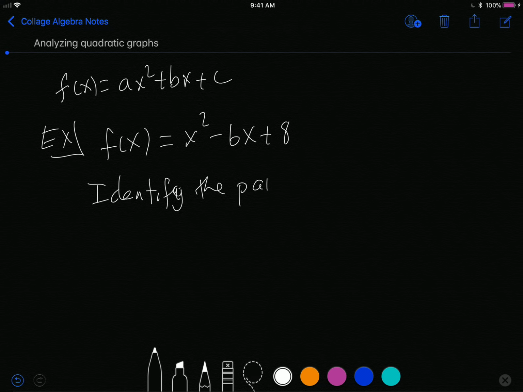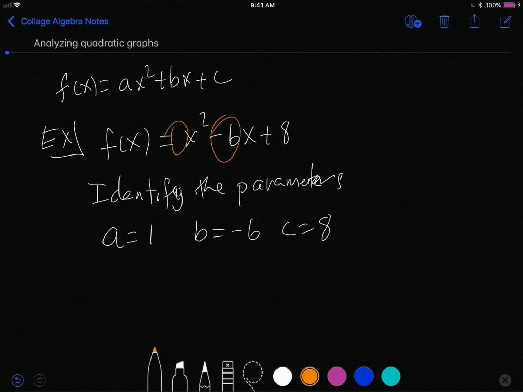Now, as the numbers change, we know we're going to get a quadratic, but it will look different. So we have to figure out how these numbers a, b, -6, and c, 8, affect the graph. Your a, b, and c are key to the graph, and so they're the first things we want to identify.